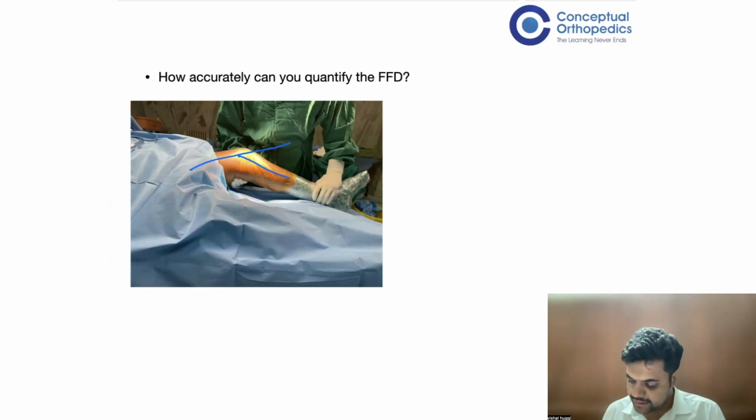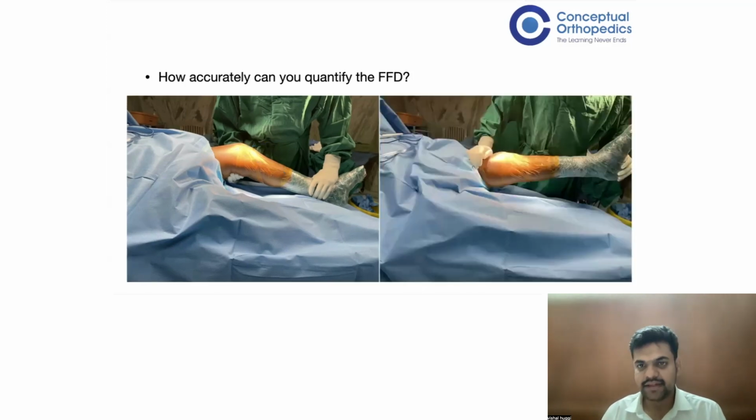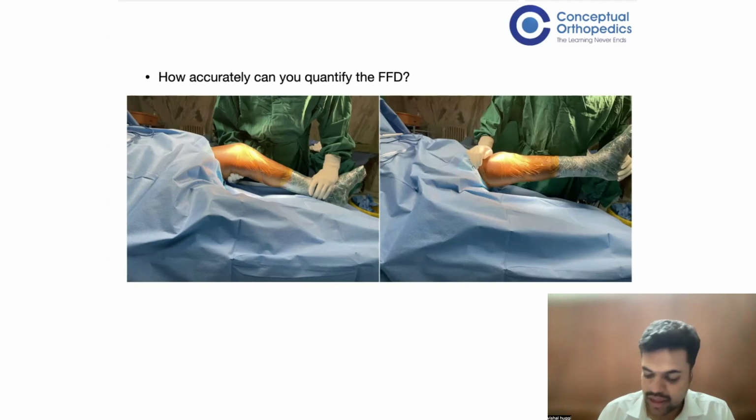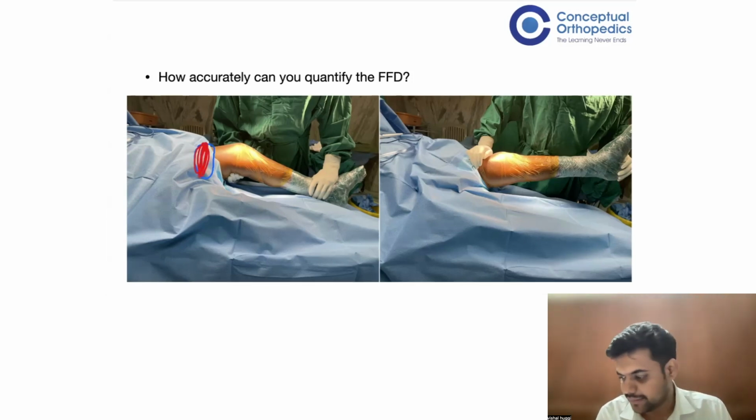So if I say this is his knee now, what is his FFD now? Now 0 degrees. So exactly this is what happens on the table. Most of us might have noticed that when we put a tourniquet around the thigh, we tend to get a false FFD sometimes, especially if the thigh is bulky, in patients with obesity around the thighs.